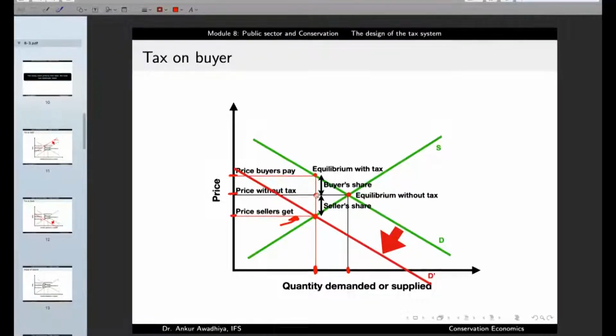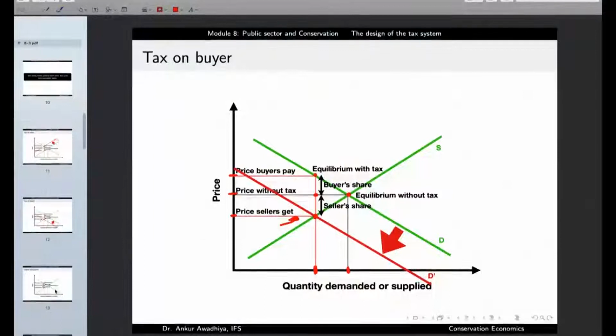And similarly, earlier the sellers were getting this much amount, now they are getting this amount. So this difference between the new price that they are getting, which is this one, and the earlier higher price that they were getting before the tax, this is the seller's share. So, in short, even when we have a tax only on the buyers, here as well the tax gets distributed between the buyers and the sellers, and the market shrinks.